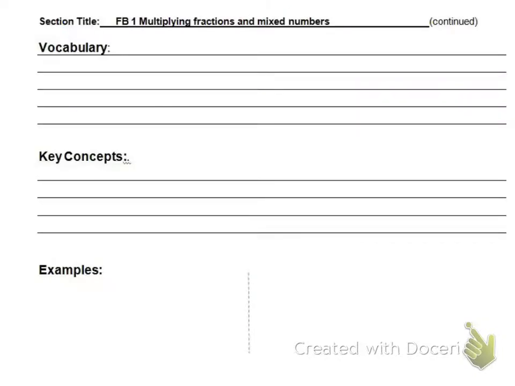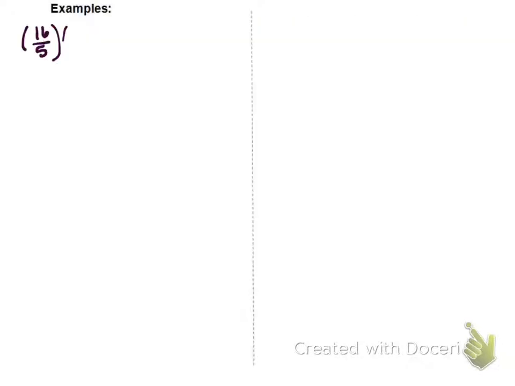So here on the back side, we're not going to have any more vocabulary or key concepts, so you can shift your eyes all the way down to the examples. So our first example on the back that we're going to work with is 16 divided by 5, multiplied by -3 divided by 8, multiplied again by 4 over 9.